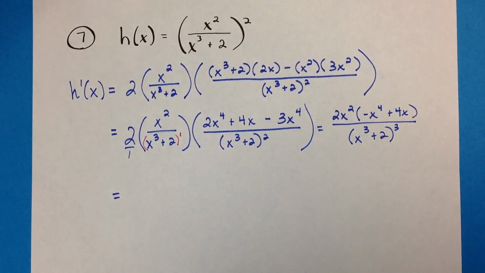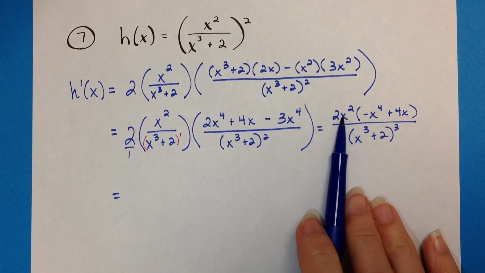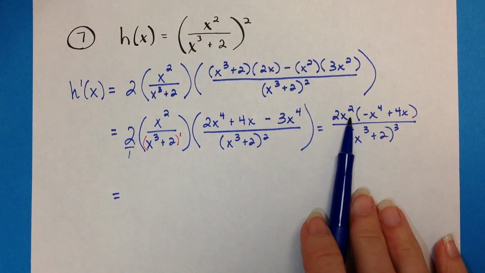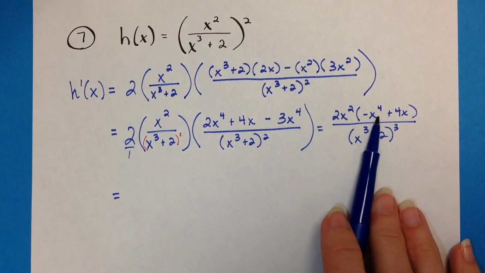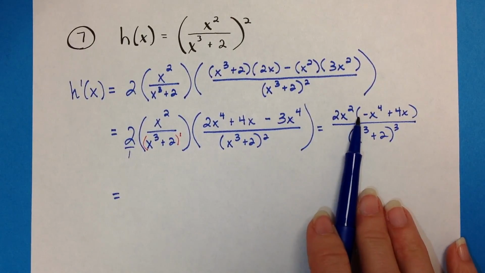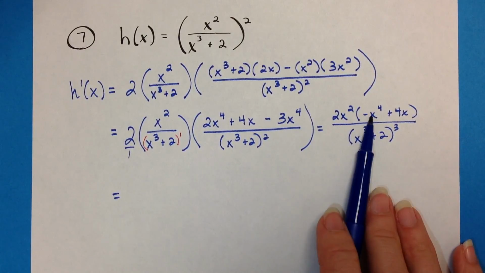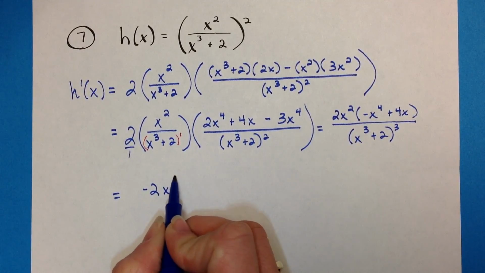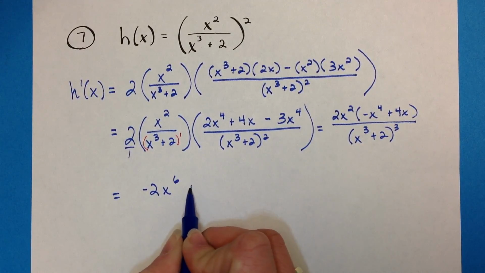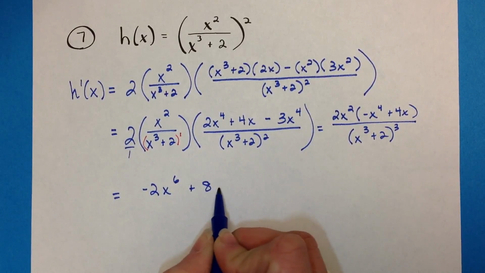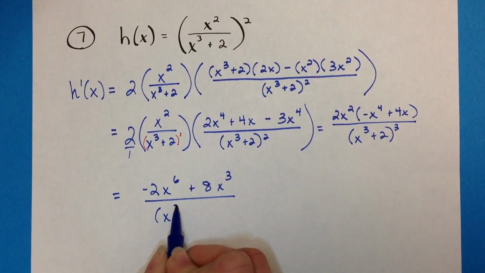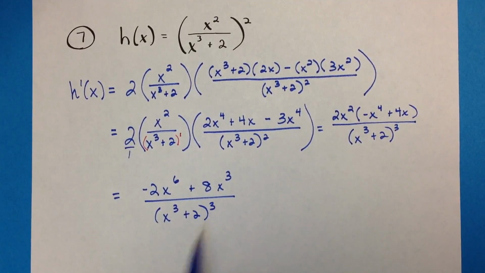One last step that you could do is take your 2x squared and distribute. And really, I mean, you could distribute or not. It's not going to make a big difference. Answer in the book will have it distributed. So I would have negative 2x to the 6th plus 8x to the 3rd divided by x cubed plus 2 minus 3.